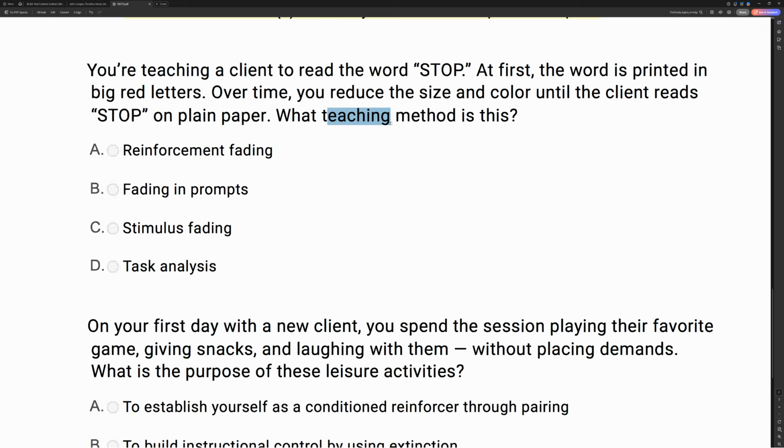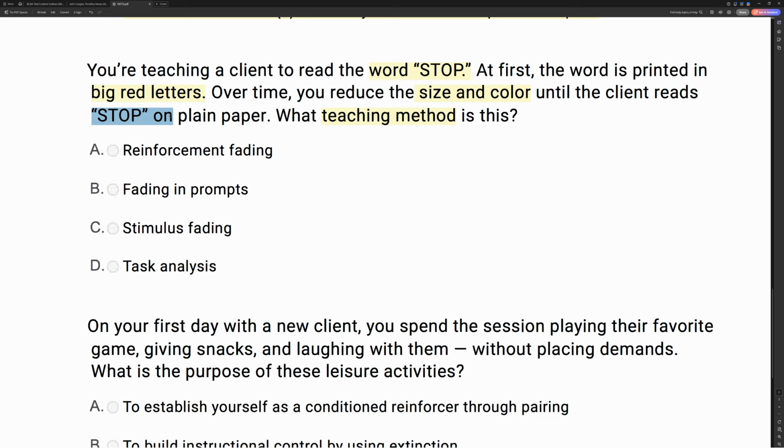So it's saying teaching method, and it's a kind of a loose use of the phrase teaching method. What we're doing here, right, is obviously a prompt. You want the client to read the word stop. So what happens is the word is printed in huge red letters. Over time, you start reducing size and color until it's just regular stop on plain paper.